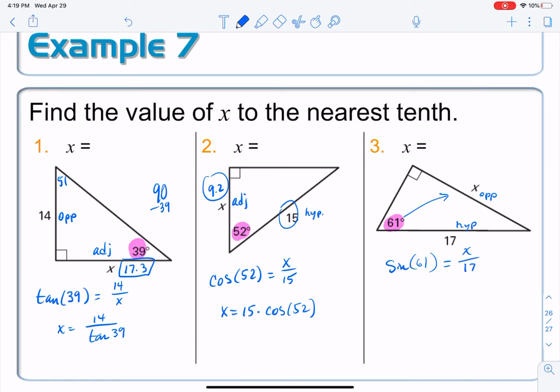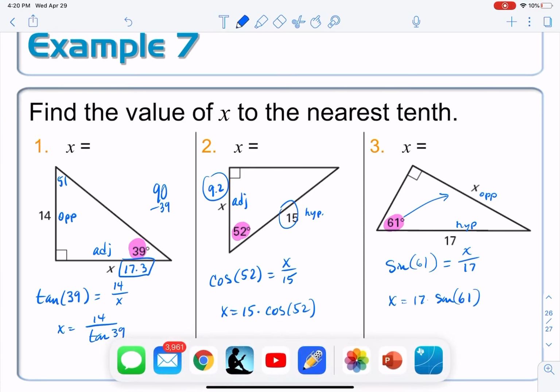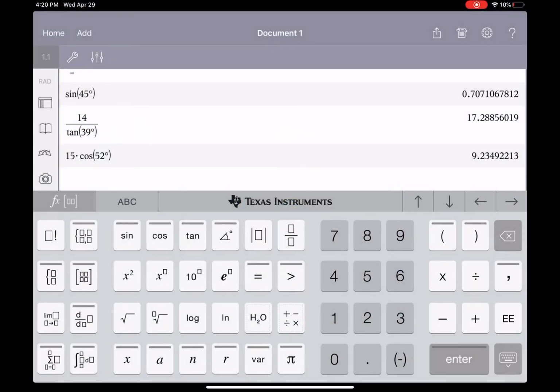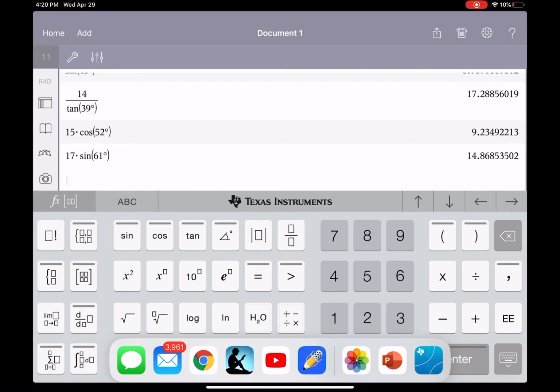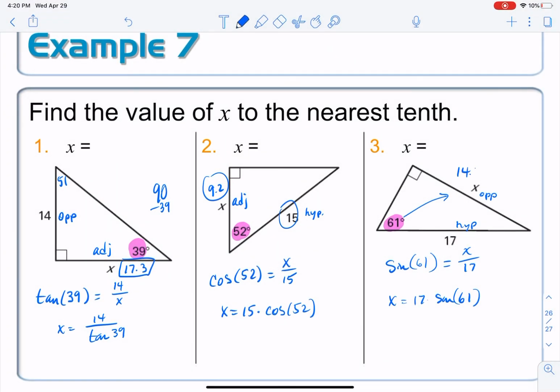So now this one's like number 2. All we have to do is multiply that 17 over. X is equal to 17 times the sine of 61 degrees. Calculator time, 17 times the sine of 61, and getting about 14.9. And again, as far as that goes, it's less than the length of the hypotenuse. So as far as we're concerned, it seems reasonable.